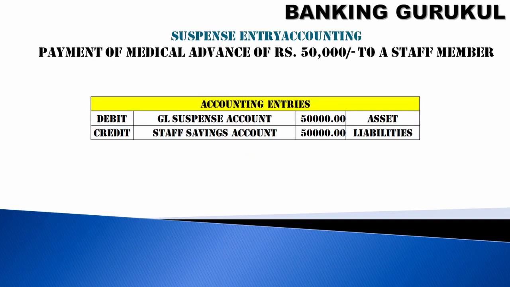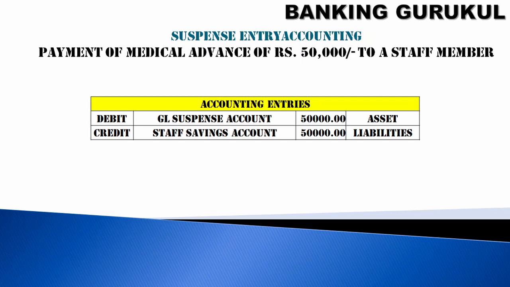We'll take an example of suspense entry accounting. Payment of medical advance of 50,000 rupees for a staff member. The staff member is going for an operation, so the bank has sanctioned 50,000 rupees as advance. On the day of the payment, I'll debit the suspense account and credit the customer account. So I debit the assets and credit the liabilities.